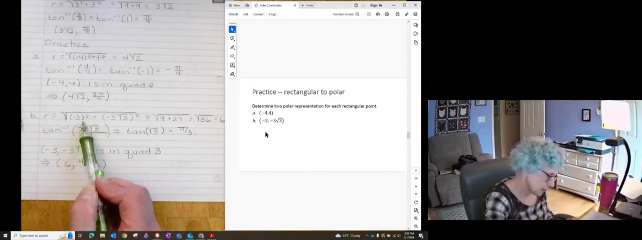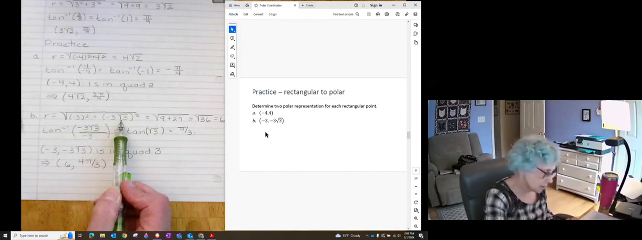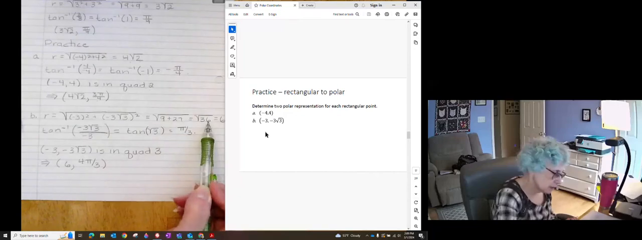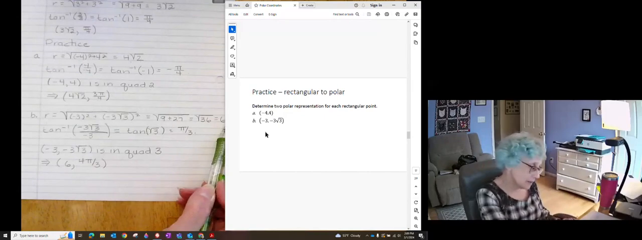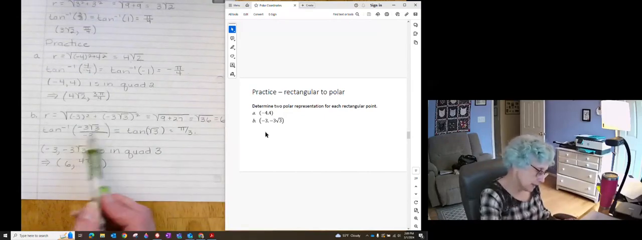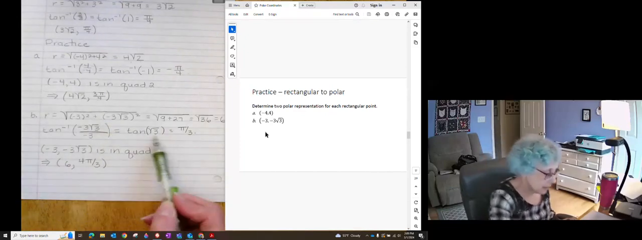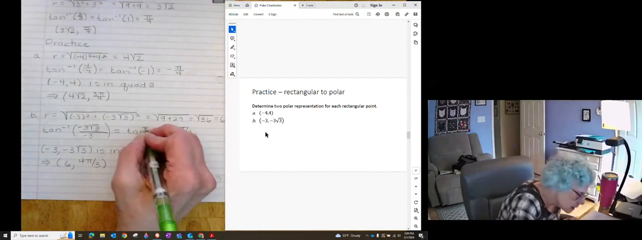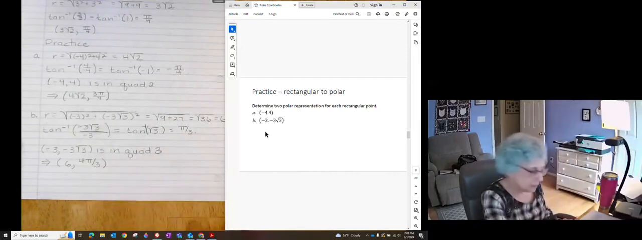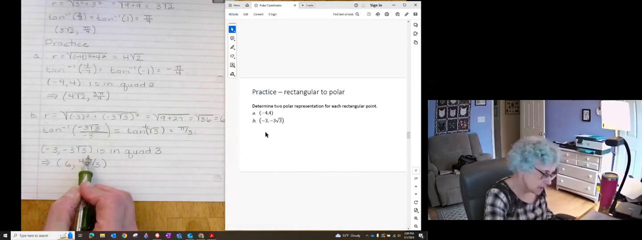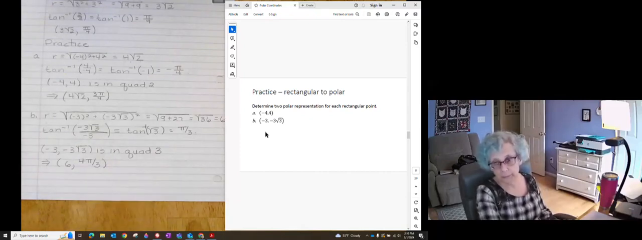This time my radius was negative 3 squared plus negative 3 times the square root of 3 squared. So that's 9 plus 27, which just happened to be a nice, friendly, perfect square. We get 6. I did inverse tangent of the y-coordinate divided by the x-coordinate. That gave me inverse tangent of negative 3 over negative square root of 3, which is pi over 3. But since I need to be in quadrant 3, I used 4 pi over 3.